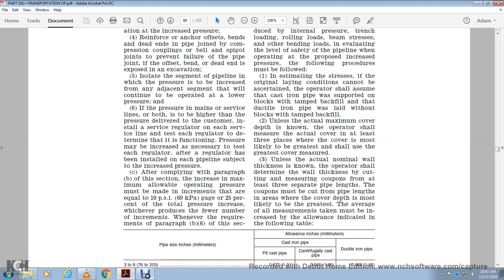Unless the actual nominal wall thickness is known, the operator shall determine the wall thickness by measuring coupons cut from at least 3 separate pipe lengths. Coupons must be cut from the pipelines in areas where the cover depth is likely to be the greatest. The average of all the measurements taken must be increased by the allowance indicated in the following table.